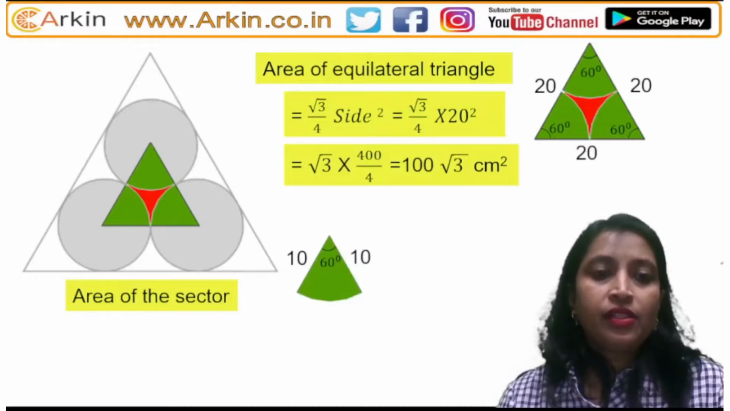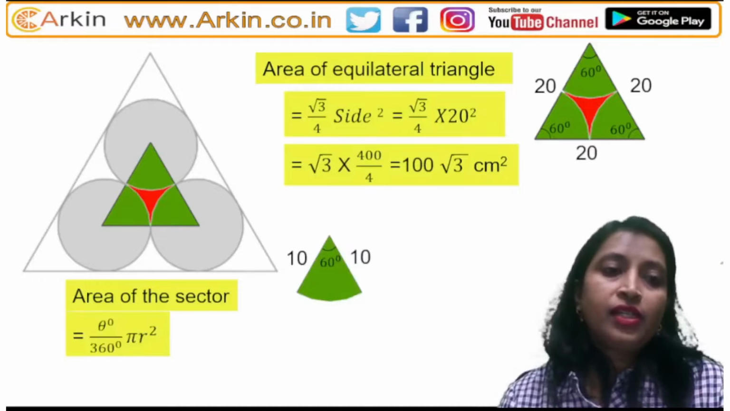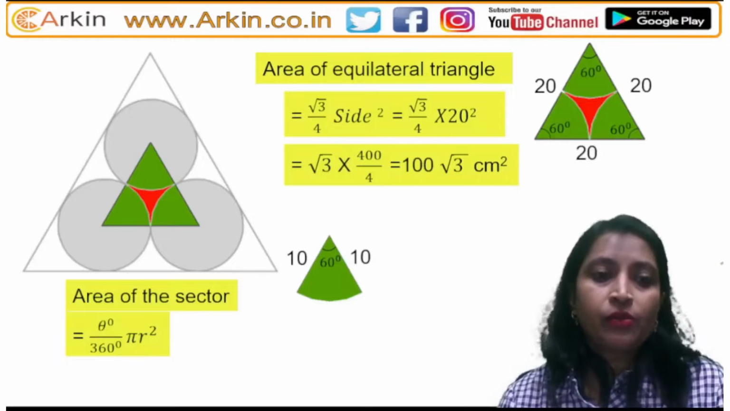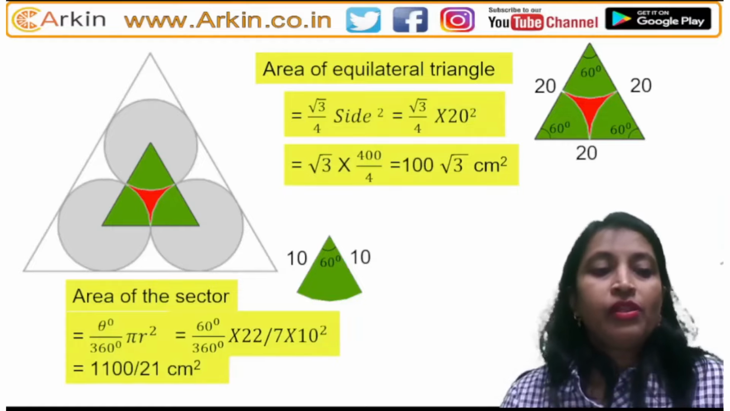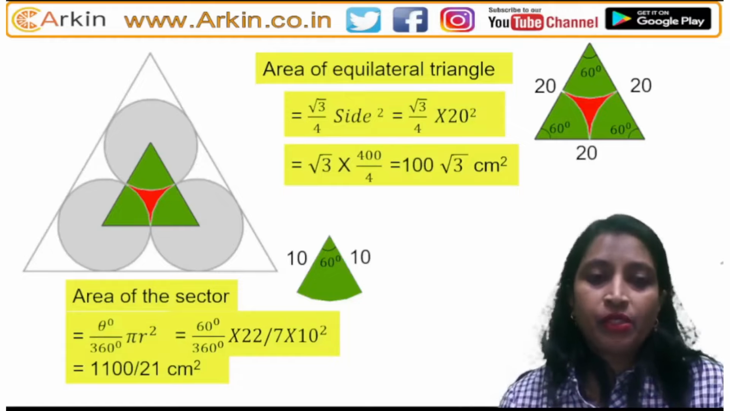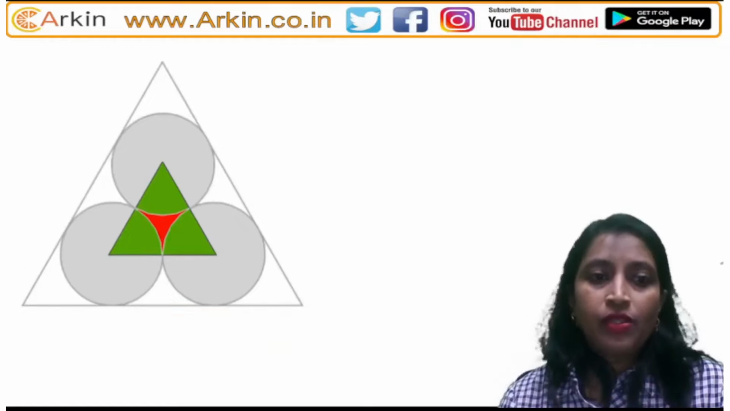Now area of the sector, this is the sector, and the formula for that is theta upon 360 into pi r square. So theta here is 60 degree because it is an equilateral triangle. So 60 upon 360 into 22 upon 7 into 10 square. So we'll get 1100 upon 21 centimeter square. So this is the area of the sector.